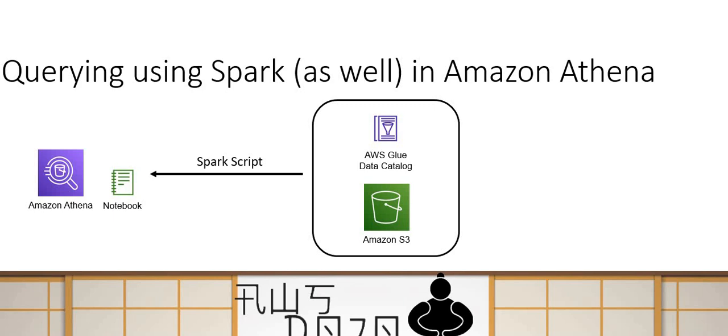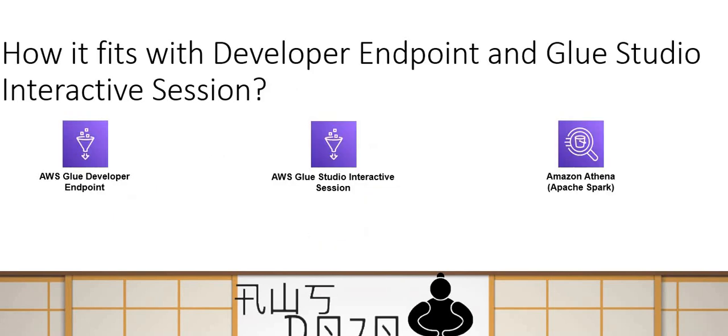So this might sound like a little, I will say, duplicate capability, because Amazon Athena is not the only way you can perform Apache Spark scripting. If you look at the existing offering from AWS, you have AWS Glue developer endpoints or dev endpoints, which you can use for running Apache Spark scripts. You can use Glue Studio interactive session to run Apache Spark kind of scripts. And now we have got Amazon Athena to run Apache Spark scripts. So how does Apache Spark with Athena fit with the other two capabilities, developer endpoint and Glue Studio interactive session?